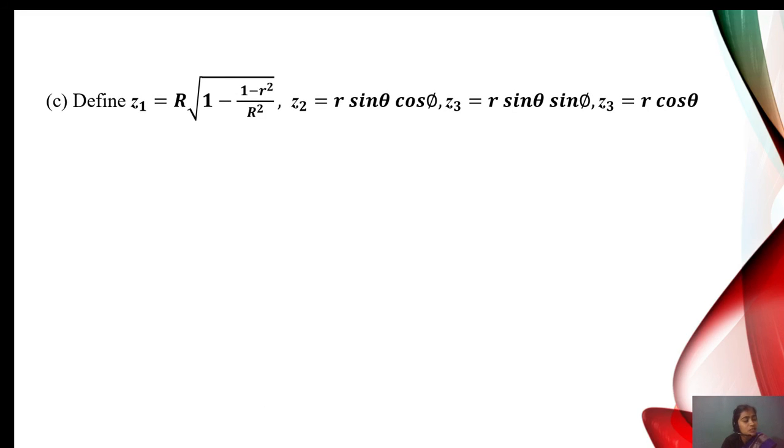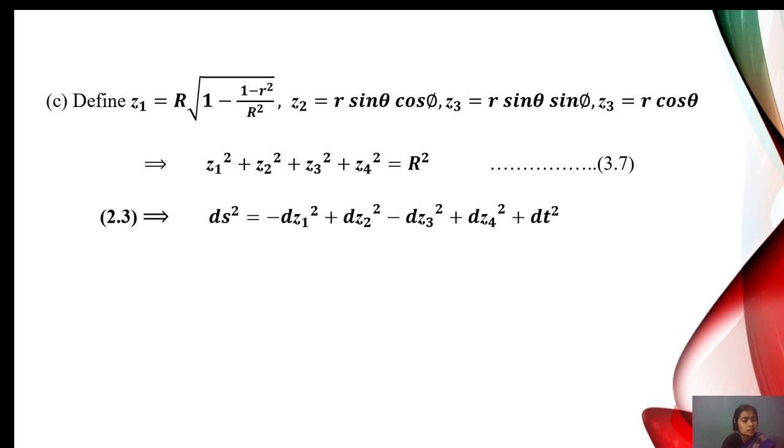Then define Z1 equals R square root of 1 minus R square upon capital R square, Z2 equals R sin theta cos phi, Z3 equals R sin phi, and Z4 will be R cos. Then Z1 square plus Z2 square plus Z3 square plus Z4 square equals R square, the whole of the radius. Then put all these values in this form. First of all, it will be given to the derivative form, that is ds square equals minus dz1 square plus dz2 square minus dz3 square plus dz4 square plus dt square.